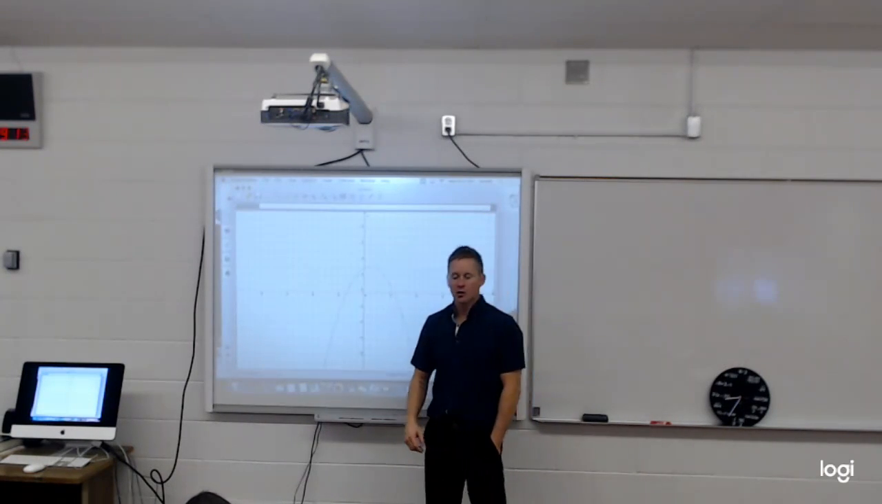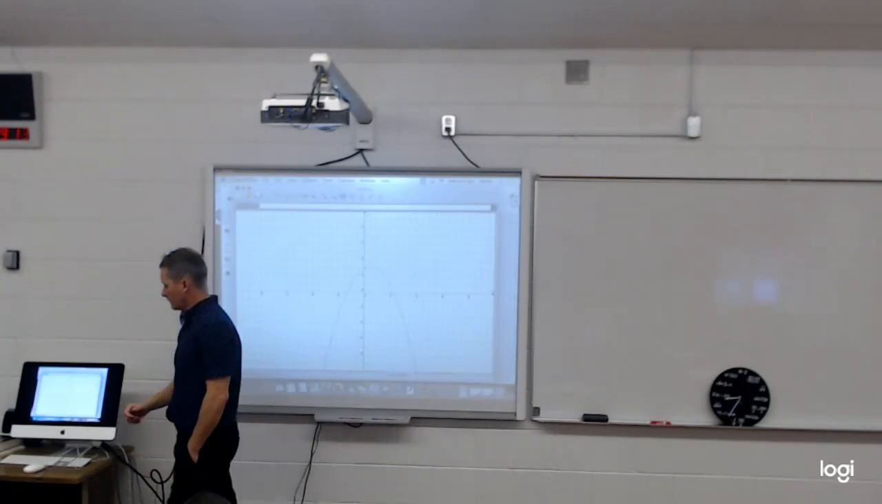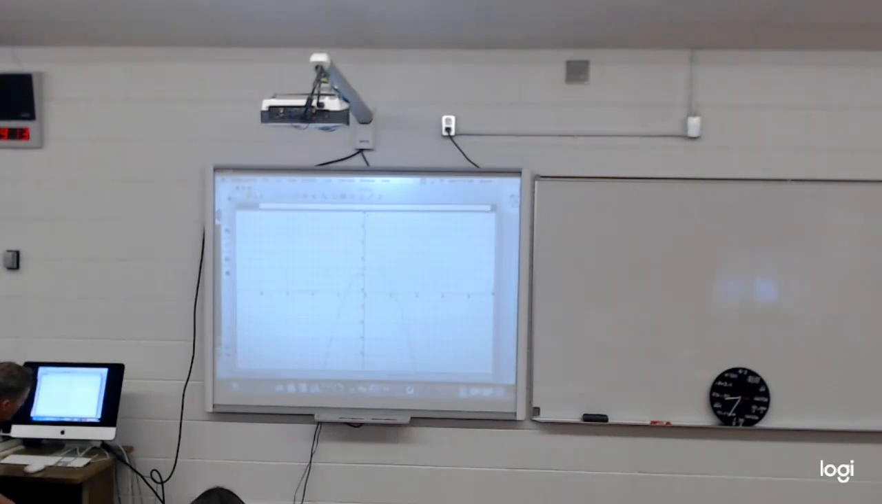Okay, so my b value here is 1. So let's change my b value to 4, let's say. Any ideas what's going to happen to it? Well, it's going to open up. Okay, so what determines whether it opens up or down, Rob? The negative. Right, so that's not changing.